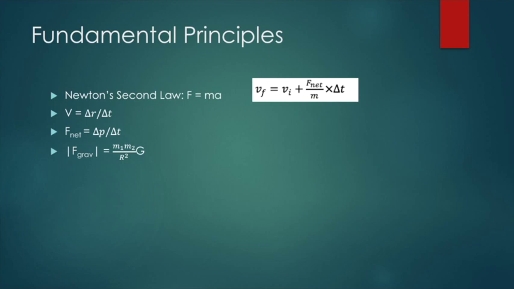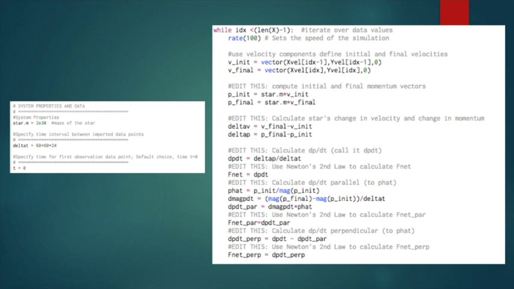Also necessary in this experiment's calculations is the equation for gravitational force. As you can see, the magnitude of gravitational force is a direct result of the masses of both objects in consideration and the distance between them, or r, as well as Newton's gravitational constant, which is equal to 6.7 times 10 to the negative 11. These physical principles will be necessary to create an accurate computer model.